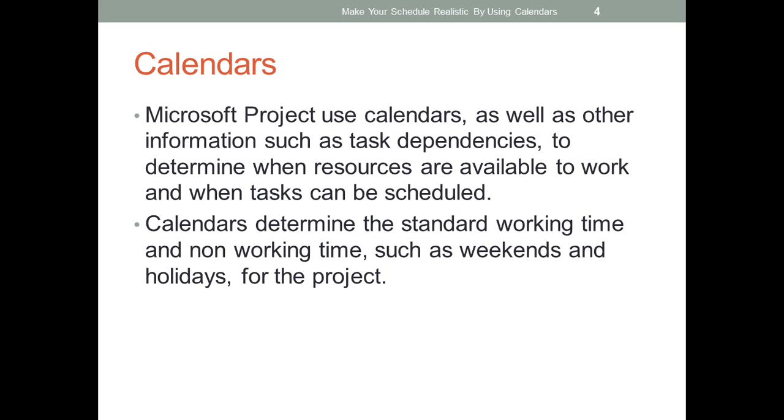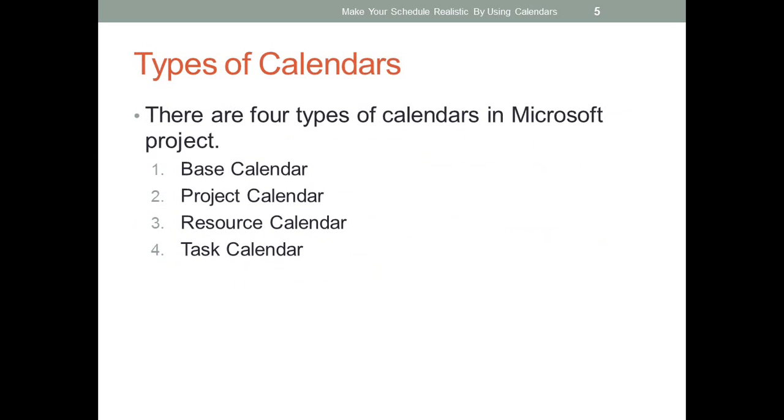So in Microsoft Project, there are 4 types of calendars which you might want to understand. The first calendar is called the base calendar. The second one is called the project calendar. The third one is the resource calendar, and the fourth is the task calendar. Now let's take a small analogy to understand what these 4 calendars are and what the priority levels for these 4 calendars are.